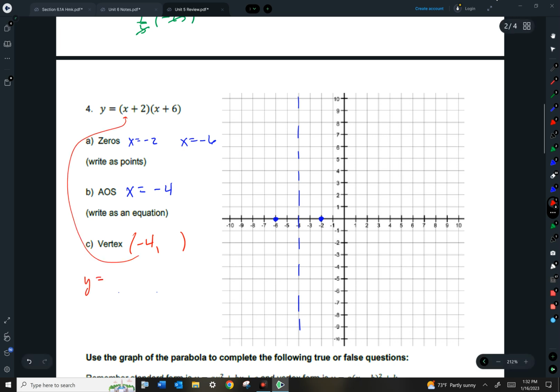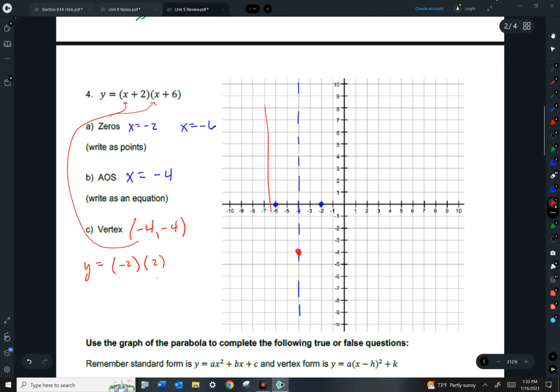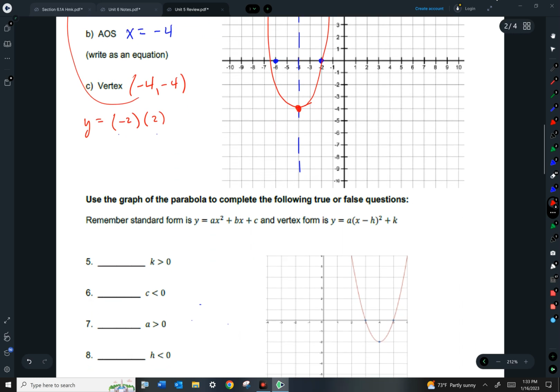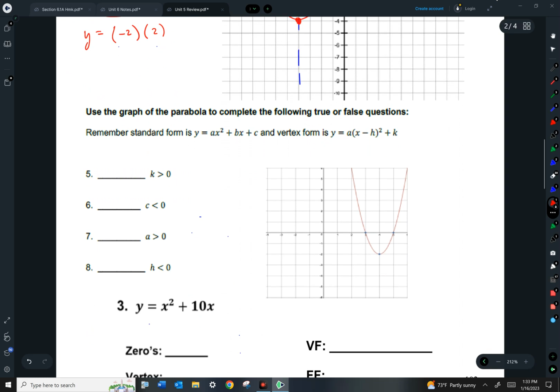So I've got y equals, if I put -4 into the first parenthesis, I'm going to have -2. And if I put -4 into the second parenthesis, I'm going to have +2. And when you multiply, that's going to come out to be -4. So my vertex is -4, -4 right here. And I've got the 3 points I need, and I could draw my parabola. Whoops, sorry. Something like that. Okay. Now, before I do this, the 5 through 8, here's kind of that extra little hint I was telling you about.